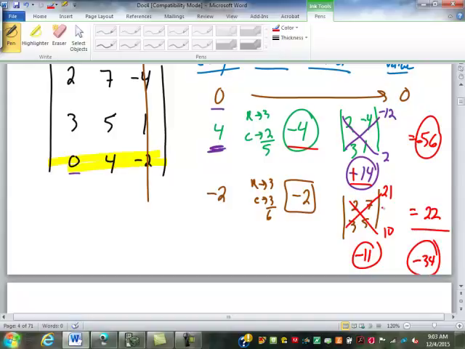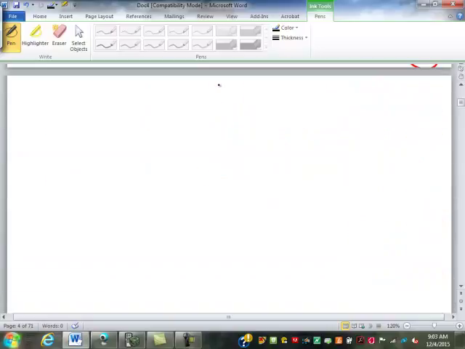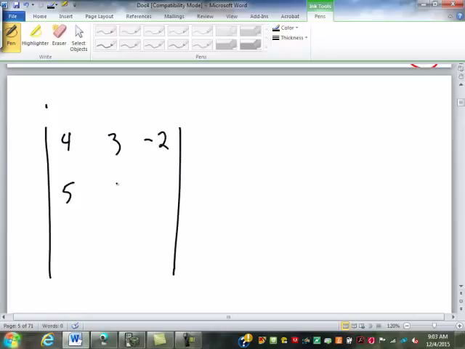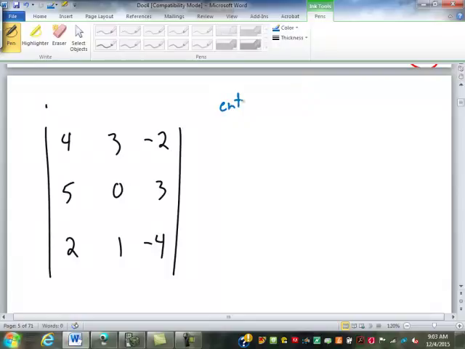What do you think? Somebody scroll up. I think it's time for you guys to try one. So go ahead, expand this, pick a row or a column.